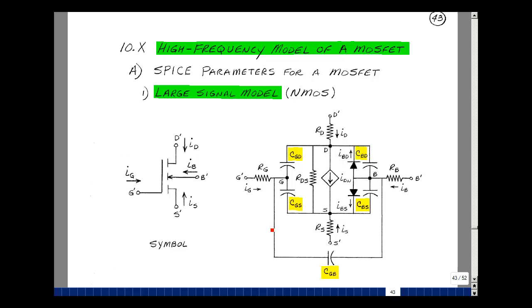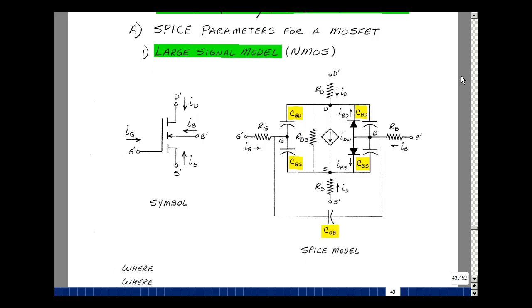What's been added since our previous model is a resistance associated with each of the wires coming into the transistor, a capacitance associated with the diode, and also capacitances between the gate and drain, gate and source, and the gate and bulk. There's also been a resistor added in parallel with the current source.